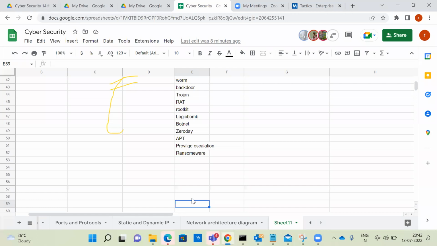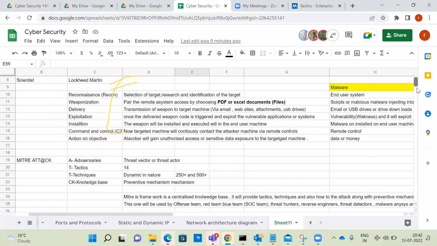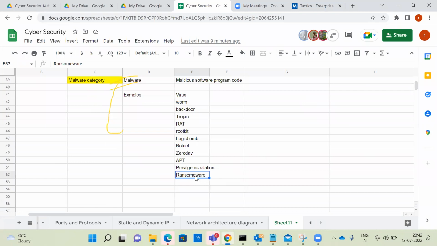Do you have any questions before wrapping up, before closing the session? You said ransomware is a malicious software program code. If an interviewer asks how you can detect that malicious software program code, do we need to understand the code in that? No, code is not required. You are not a developer, right? You are not a programmer. So you don't need to understand that.